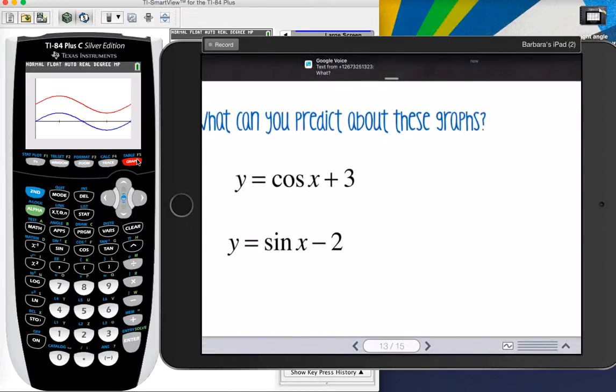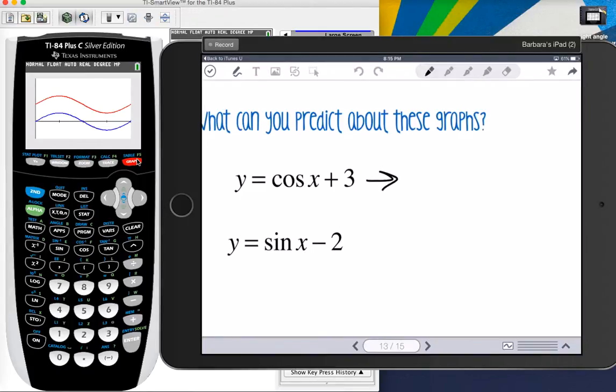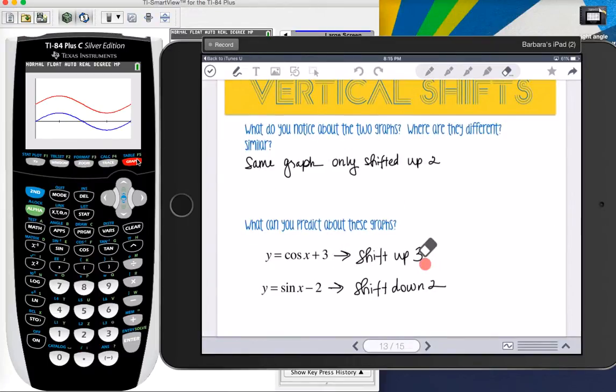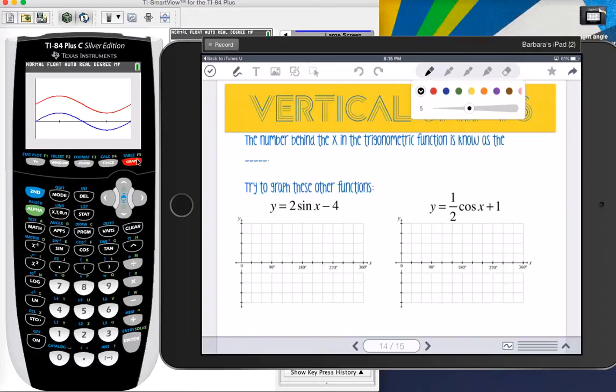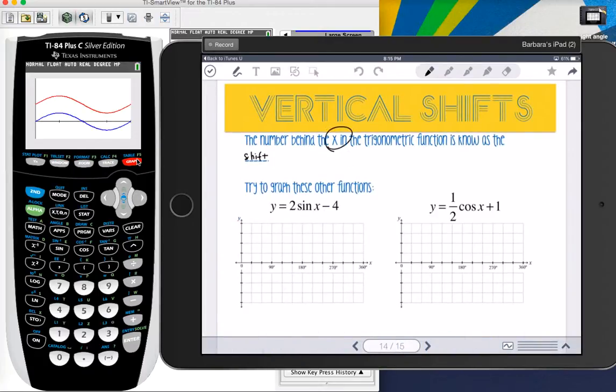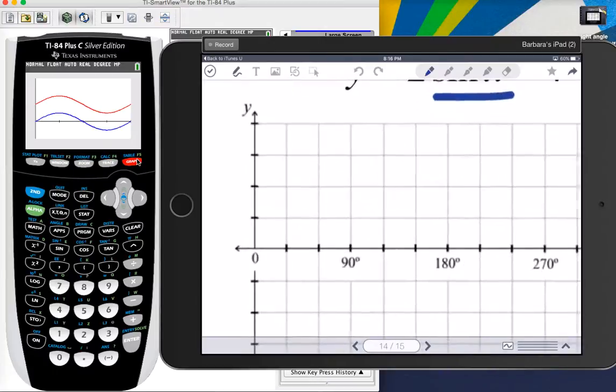So if we're looking at these, this is going to be shift up 3. And this one, because it's negative, this is going to be shift down 2. So let's look at some examples. This number here is known as the shift. So it's the number that follows the x. All right. So I'm going to start by graphing both my regular sine and cosine functions for these.